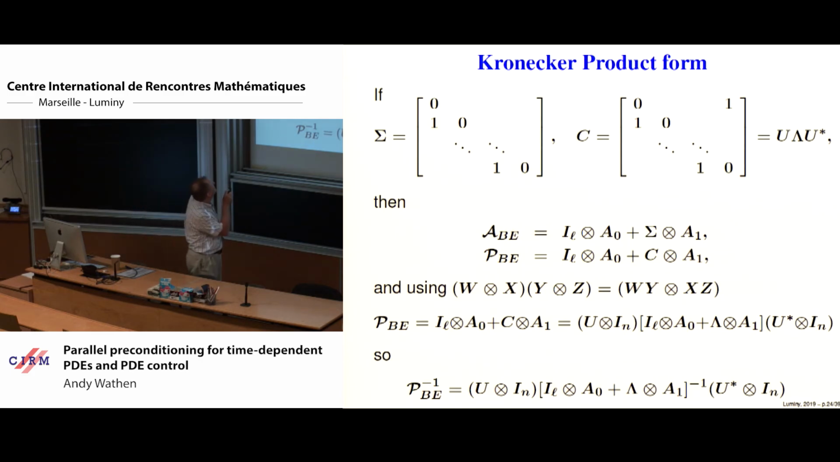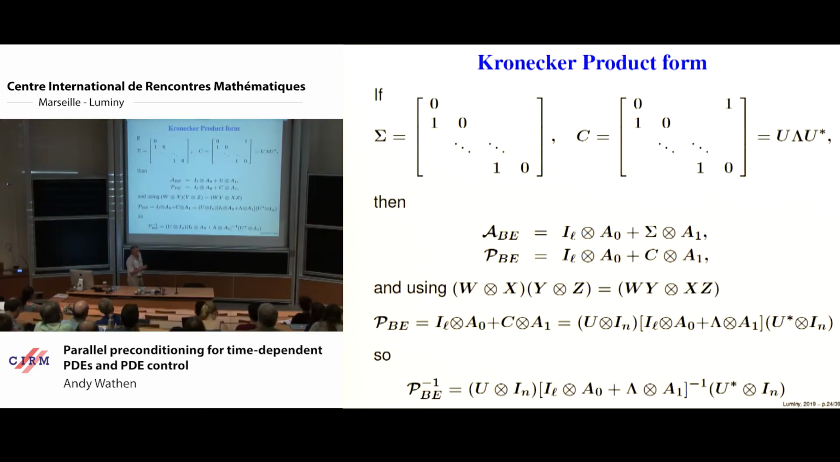So here's the point. If sigma is just this downshift, what Gil Strang would call a downshift matrix, and C is the corresponding circulant, then this one I can diagonalize. In fact, I can diagonalize this analytically. There's really no difficulty. These eigenvalues are the nth roots of unity, and these guys are just Fourier modes, right?